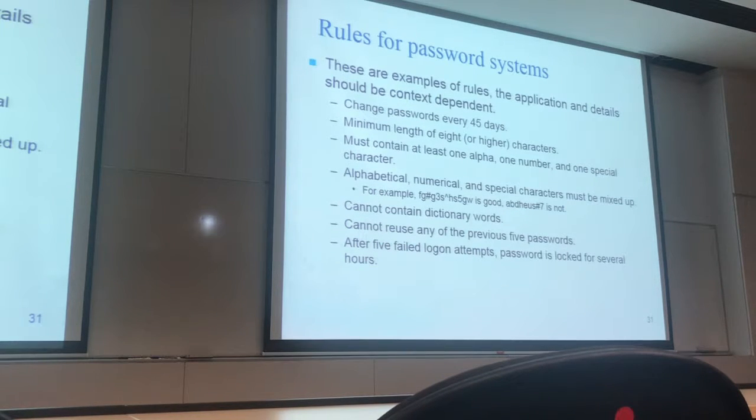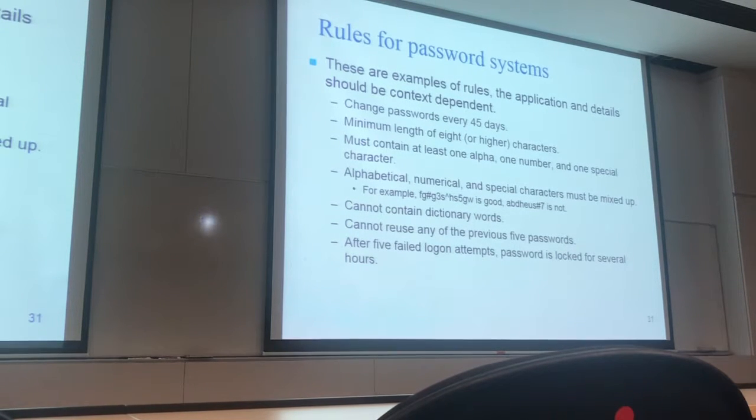Okay, so these are the rules usually used by password systems. For example, you need to have numerical characters, and also uppercase letters, lowercase letters, special characters, and so on. You need to change your password every 3 months, and you cannot reuse any of the previous 5 passwords. All these rules are common for different types of systems.